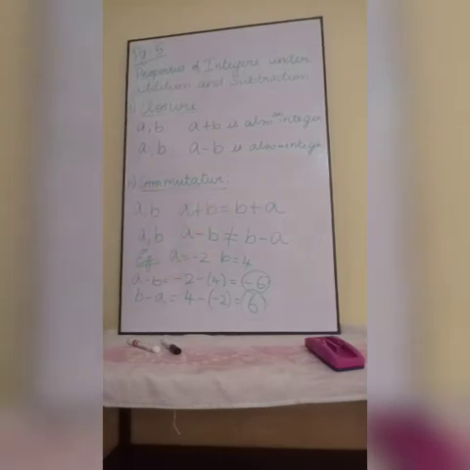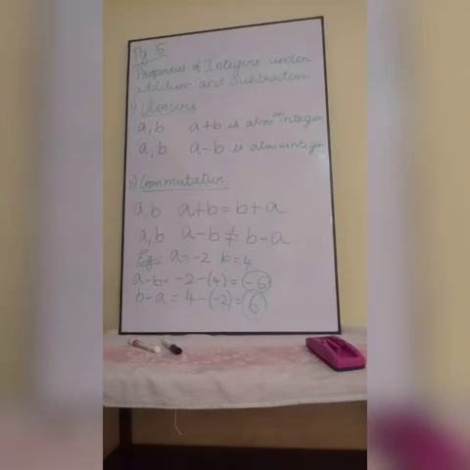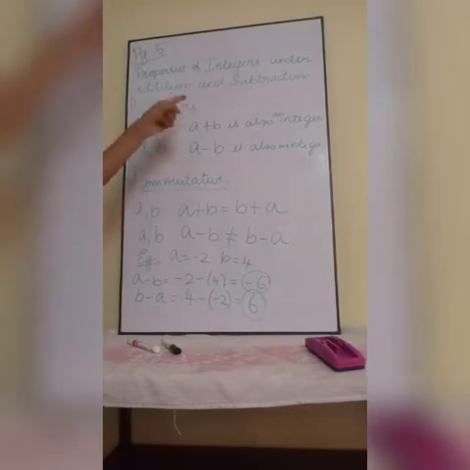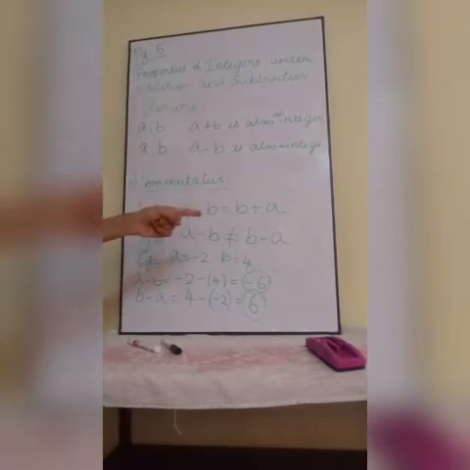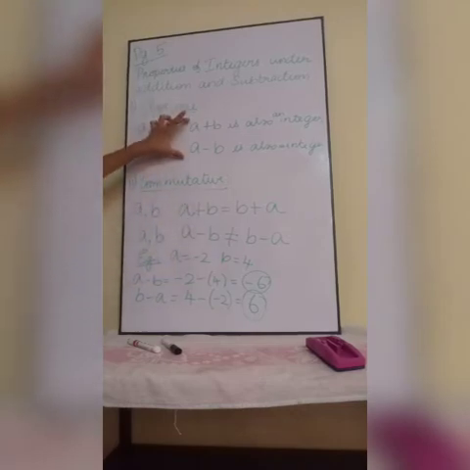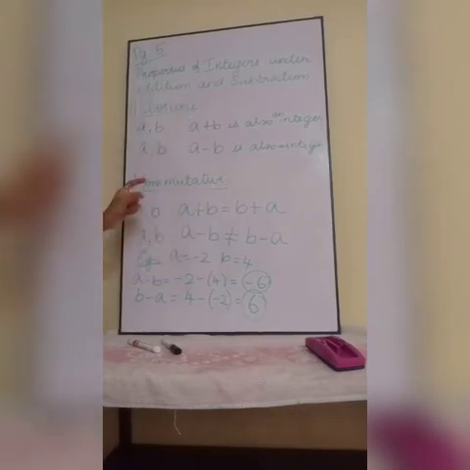Here listen, the commutative property will be satisfied for addition but not for subtraction. But the closure property will be satisfied for both addition as well as subtraction for integers. For integers, closure is satisfied for both, but commutative is satisfied for addition alone, not for subtraction.